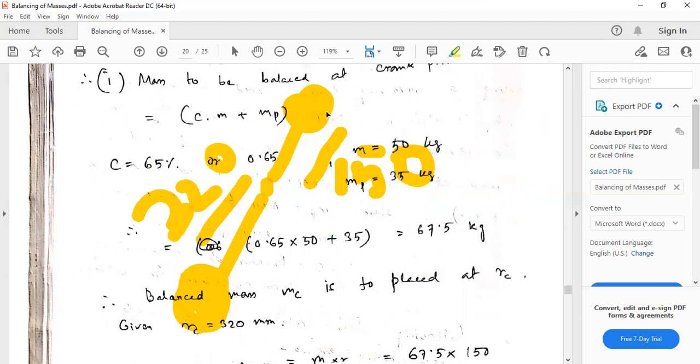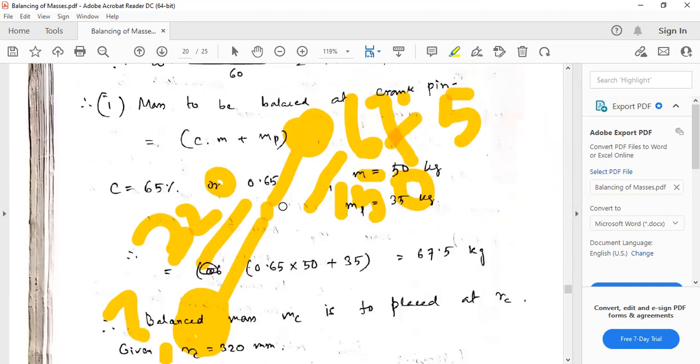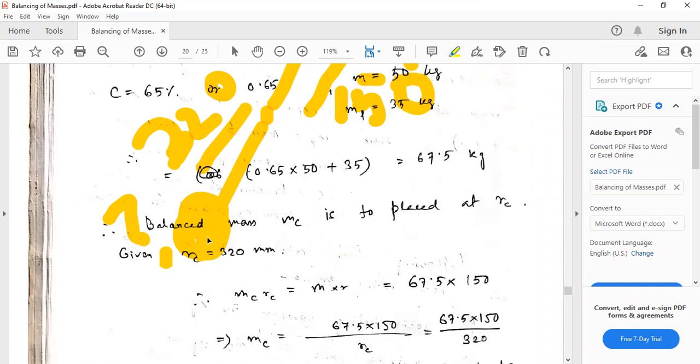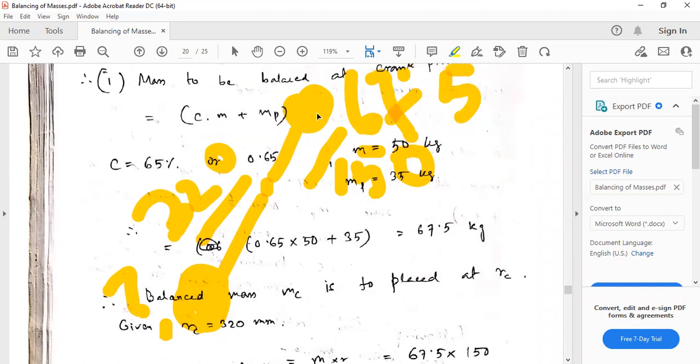Okay, so this mass is known: mc plus mp is 67.5. We have found 67.5. Now we need to find out this mass. How to find it? Just the old process. What we did is M1R1 equal to McRc, where c means the balancing one. So Mc into Rc equal to M1R1.